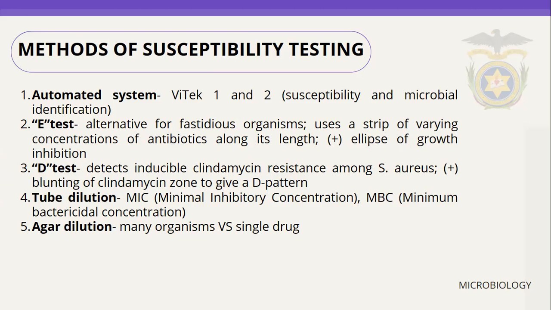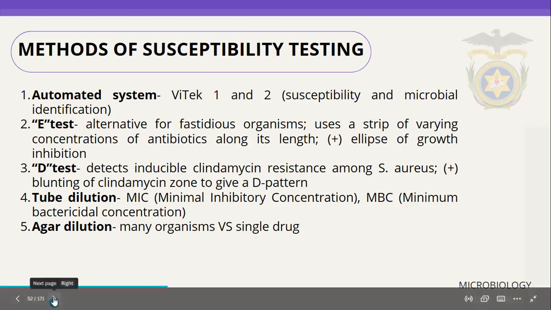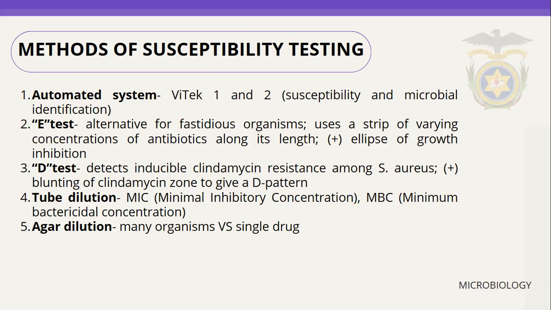And the last one, we have our agar dilution, which is used for many organisms versus a single drug. And this one is the reference method for susceptibility testing of anaerobic bacteria. Again, agar dilution is the reference method for susceptibility of anaerobic bacteria.